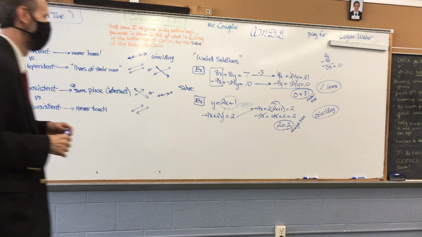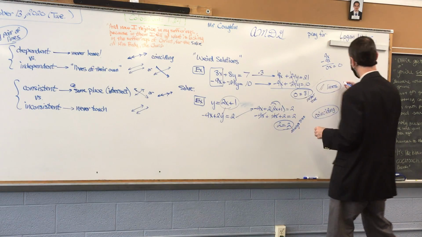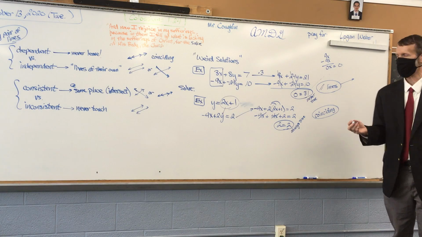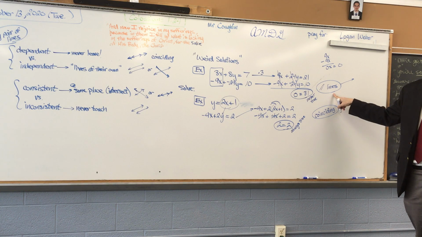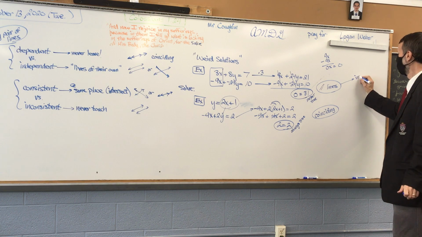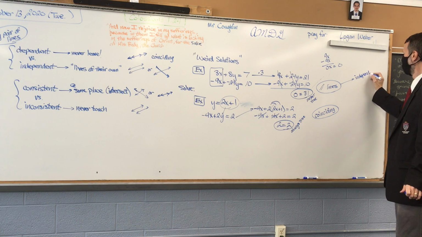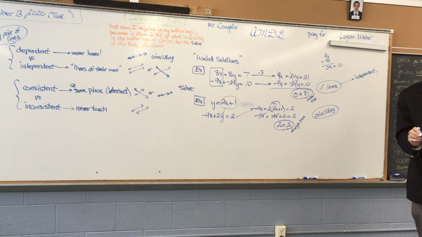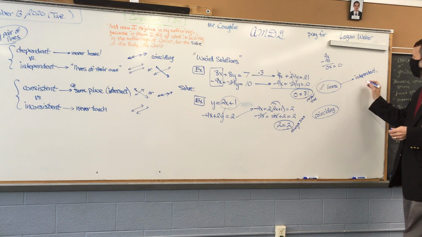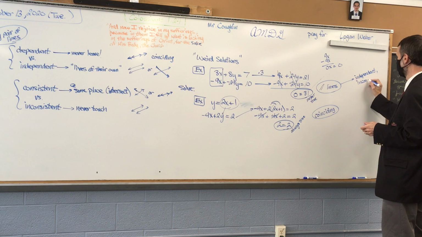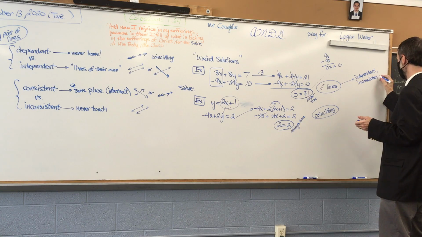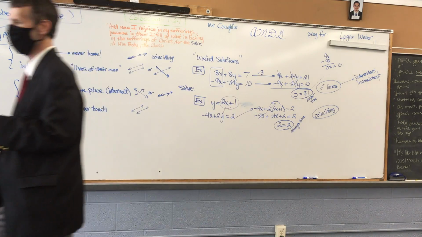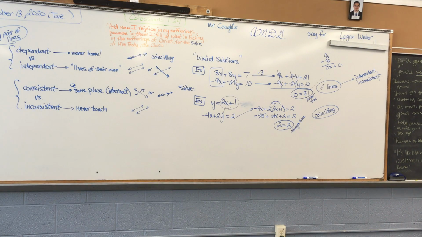So now, how would I categorize parallel lines? First of all, parallel lines, dependent or independent? Good. They're independent. Consistent or inconsistent? Megan. They're inconsistent. That means they don't touch. That would be your answer for one of the problems in 31 through 38.